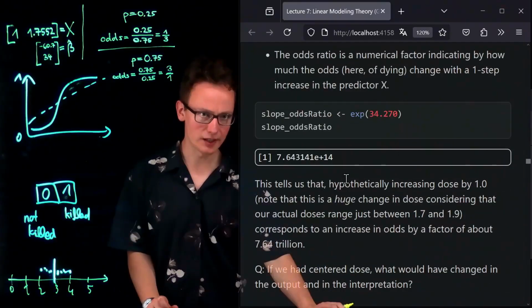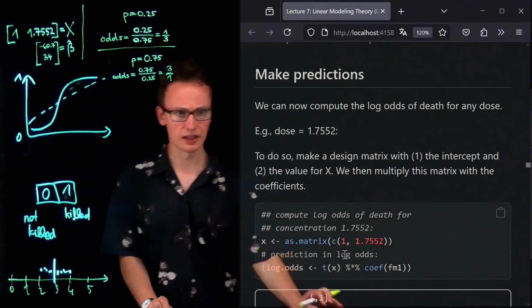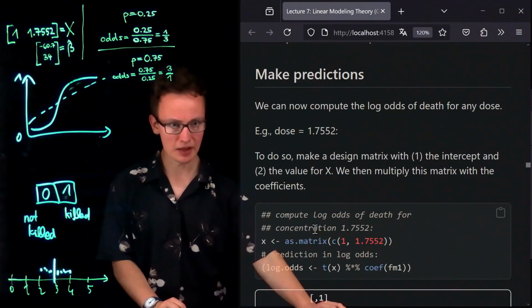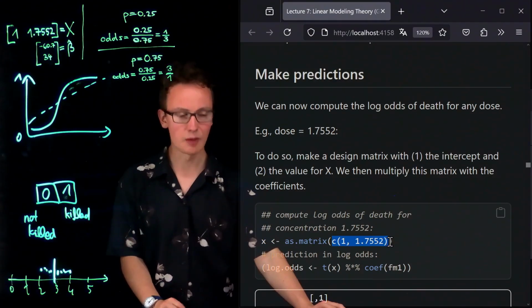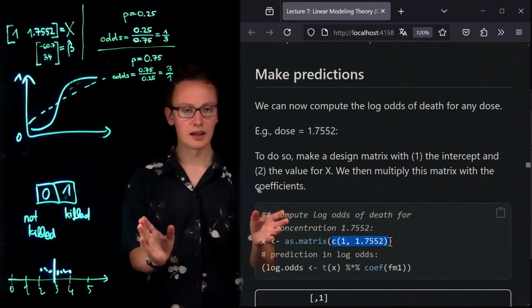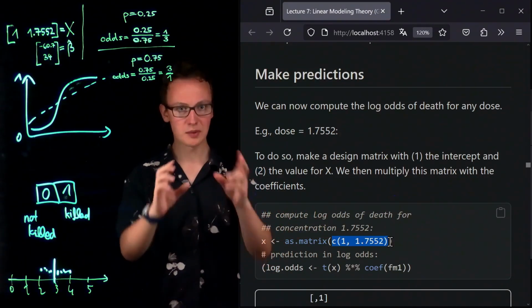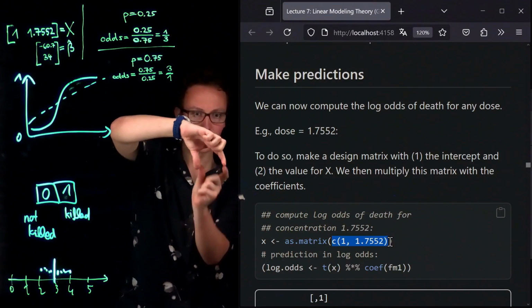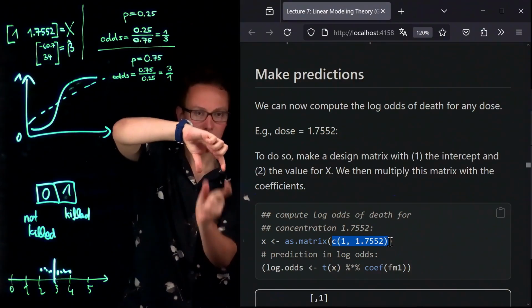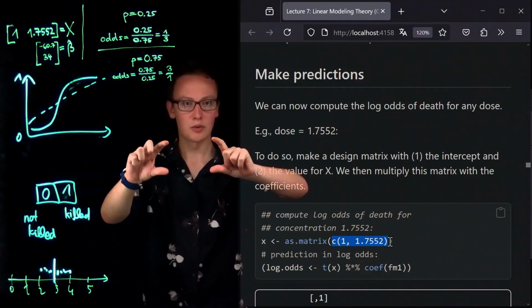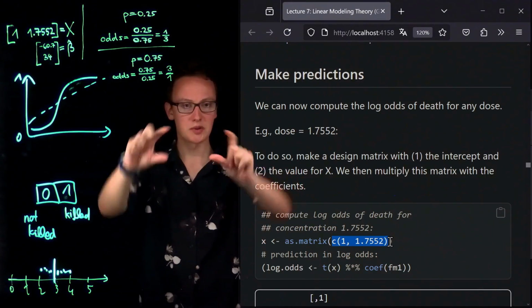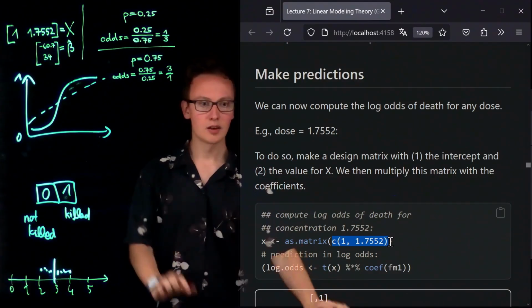I can do this in R. So I can create this design matrix using the matrix function and giving it this vector. Now by default, this vector, if I transform it into a matrix, will be a column vector, so one column but 2 rows. But actually we want for X the opposite. We want 1 row but 2 columns. So in order to get from here to here, we'll do the transpose.